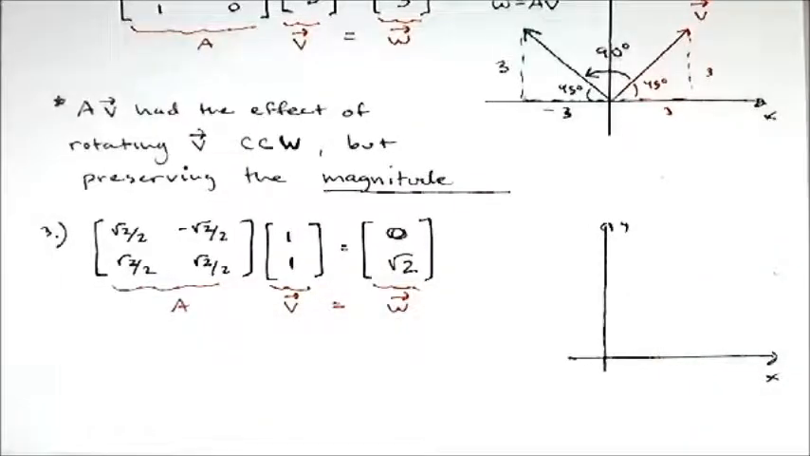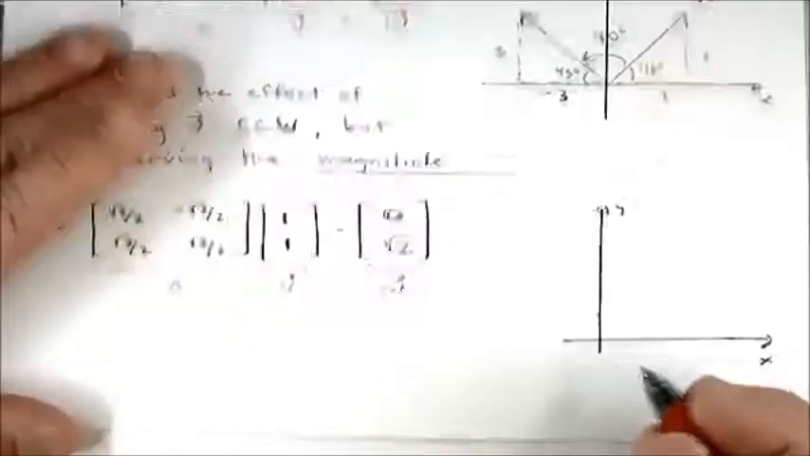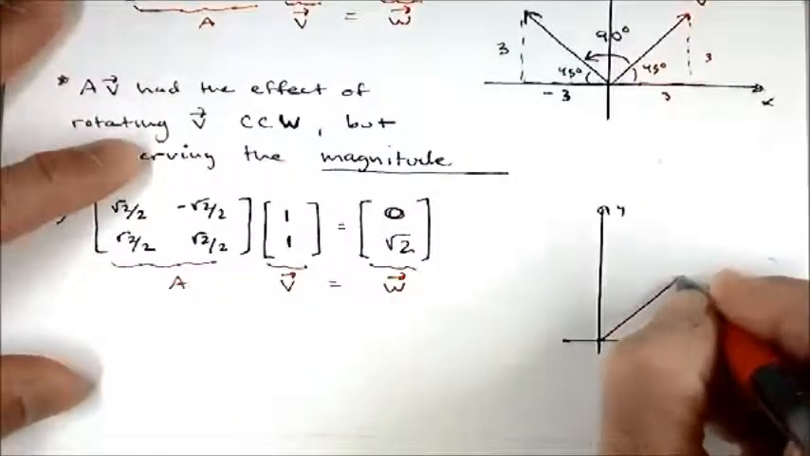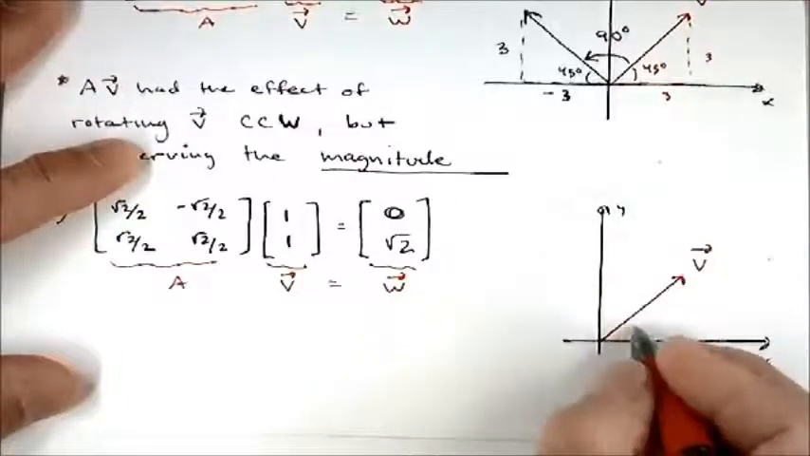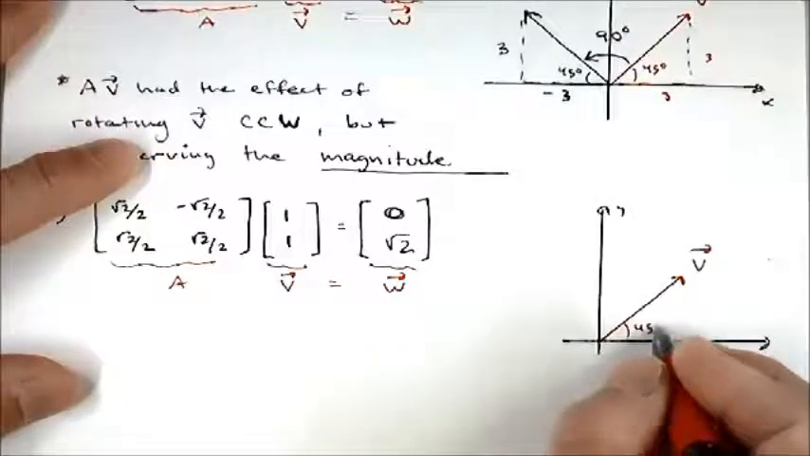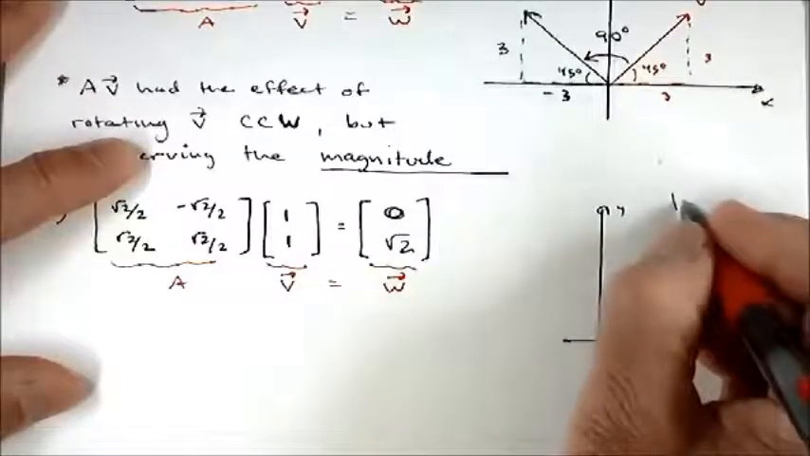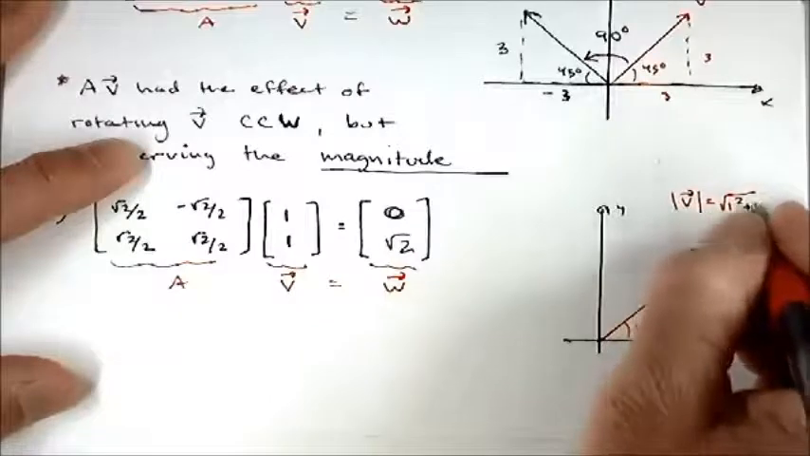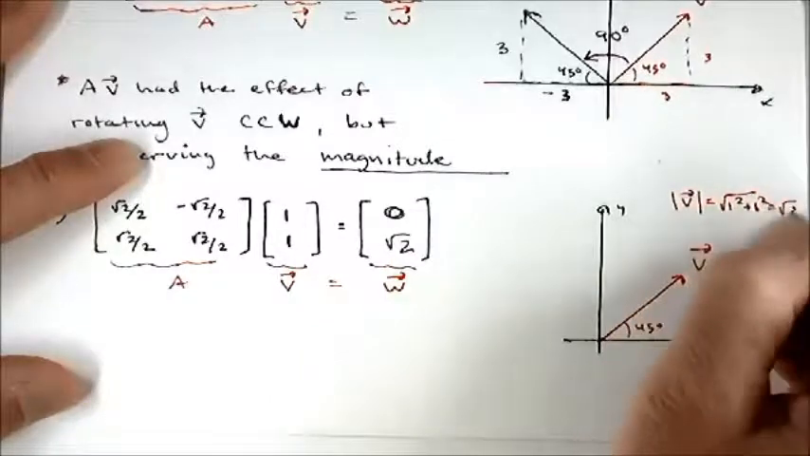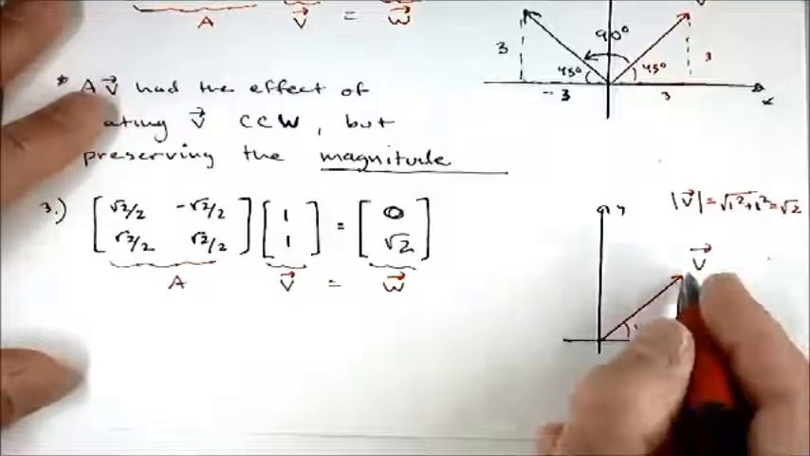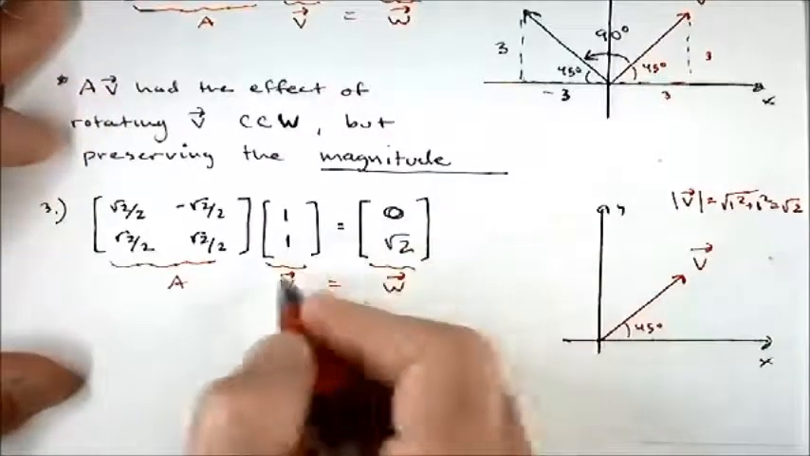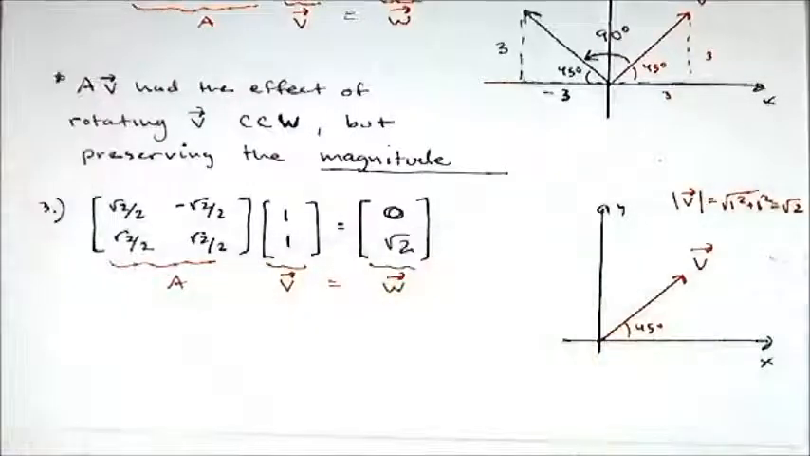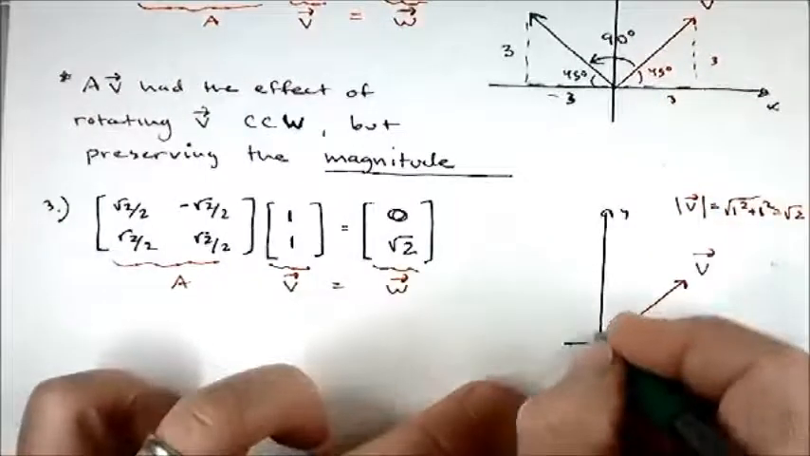And if we think about what's going on here, 1, 1 is an easy vector to sketch. Once again, at an angle of 45 degrees. And note that the magnitude of vector v is the square root of 1 squared plus 1 squared, which is root 2. So that's the length of v. And when I multiplied v by this matrix, I got the vector 0, root 2, which is pointing straight up.